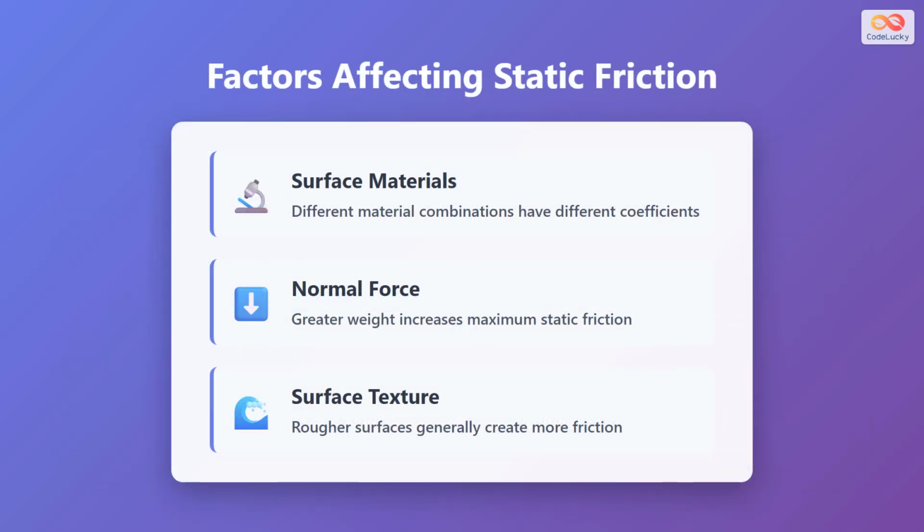Three main factors affect static friction. First, surface materials. Different material combinations produce different amounts of friction. Wood on wood behaves differently than metal on wood. Second, the normal force. Greater weight pressing the surfaces together increases the maximum static friction proportionally. Third, surface texture. Rougher surfaces generally create more friction because their microscopic irregularities interlock more effectively.